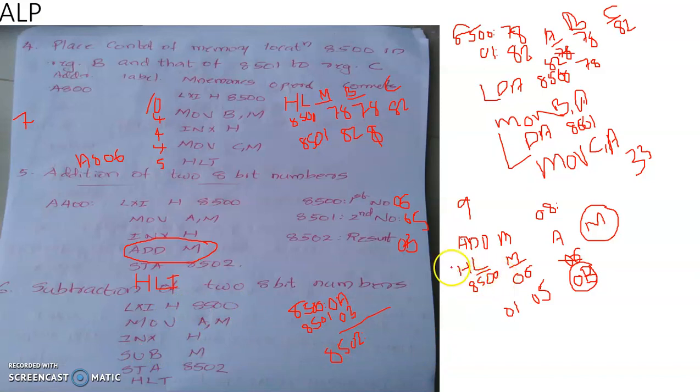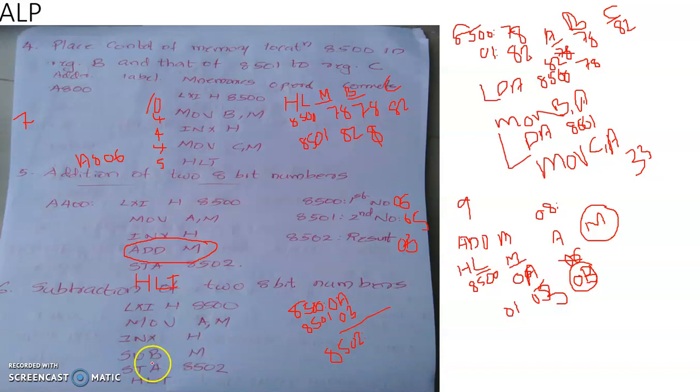8500 is loaded to HL pair. Then the memory now has this number, say 0a. 0a is the number present there right now. Now INX H, HL pair is incremented by 1. Then the memory now has this number, say 03.